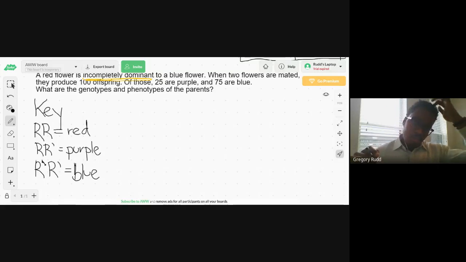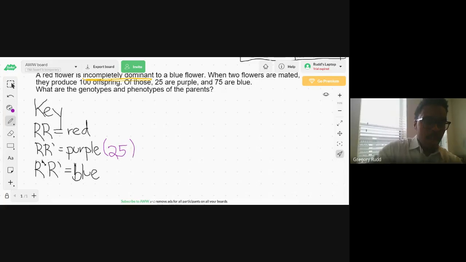Now, our goal in this case is not to figure out anything about the offspring. We already know information about the offspring. We know that there are 100 of them, and of those 100, 25 are purple. So let me just write that here. We've got 25 purple, and I've got 75 blue.